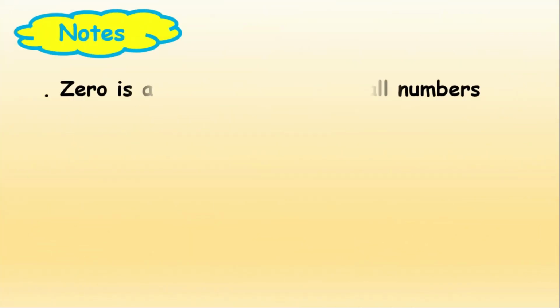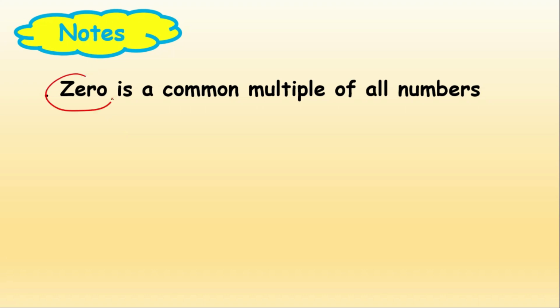We have notes now. 0 is a common multiple of all numbers. Okay, that's important to know. 0 is a common multiple of all numbers. Can you remember the common factor of all numbers? 1. 1 is a common factor of all numbers. So we don't get confused and mix them up: 1 is a common factor, but 0 is a common multiple.